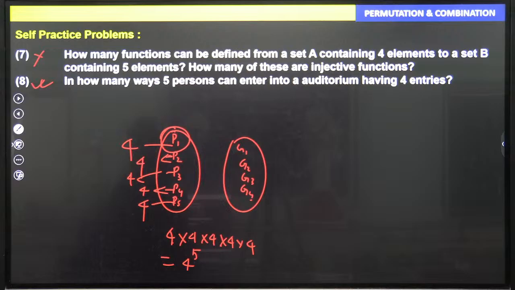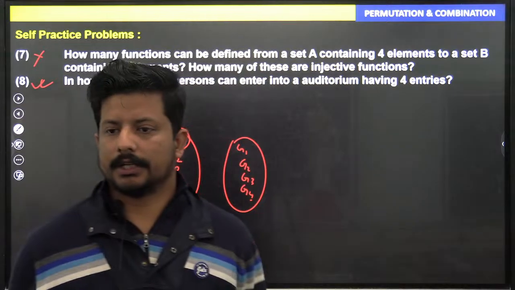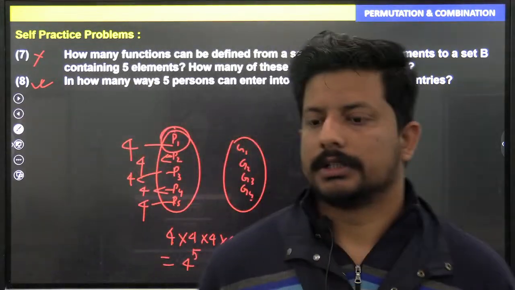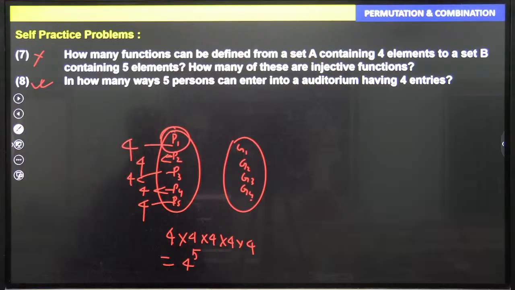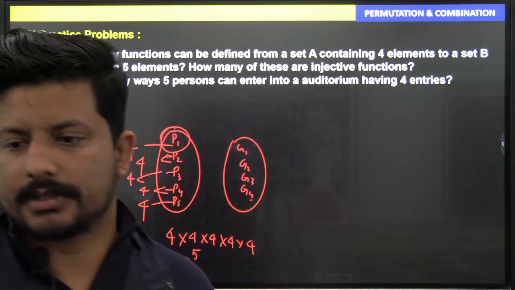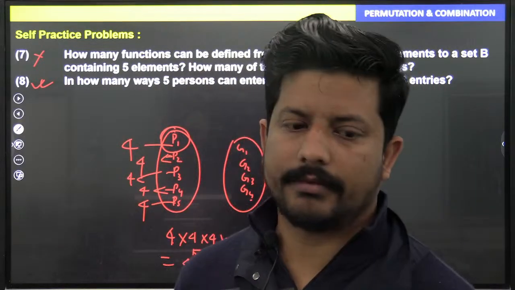Okay students, every person has 4 choices, meaning they have 4 options to enter the auditorium, that is G1, G2, G3 and G4. Okay na? So they can choose any one of the gates. That's why each has 4 choices, 4, 4, 4, 4, how many times? 5 times, so 4 raised to power 5.